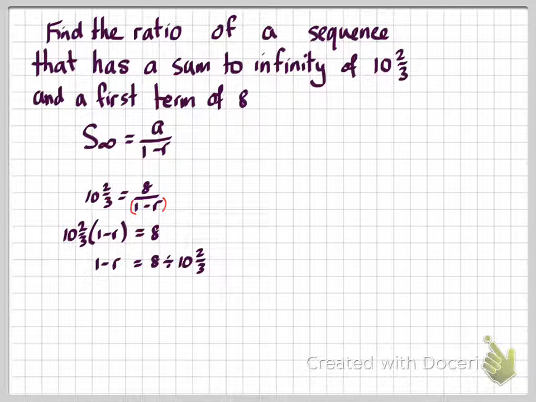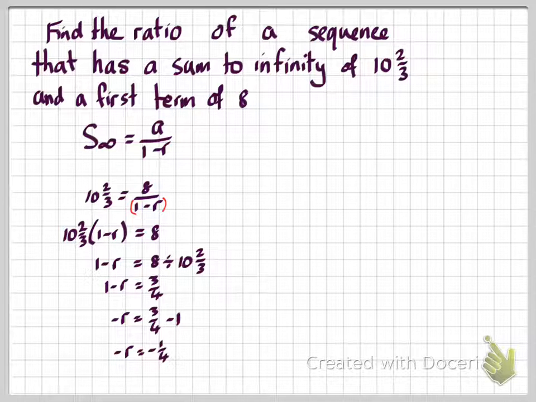We want to find the ratio r by itself. So 8 divided by 10 and 2/3 is 3/4, and put the 1 to the other side, change side, change sign. Negative r is negative 1/4, so the ratio equals 1/4. Sum to infinity only when the ratio is between negative 1 and 1.